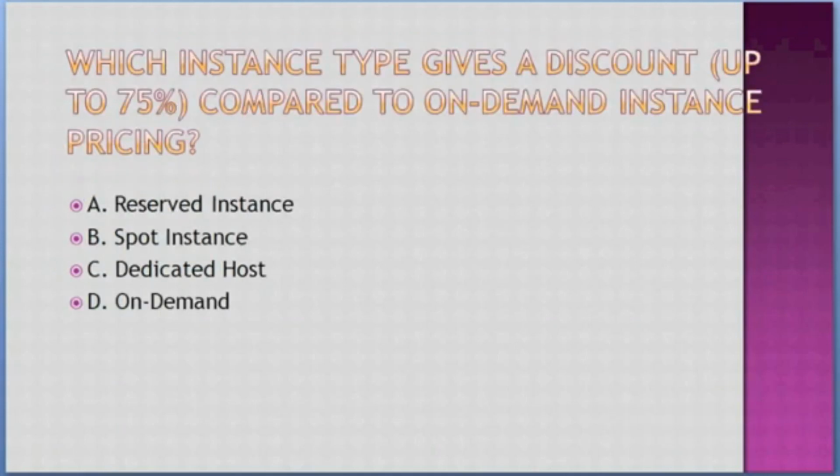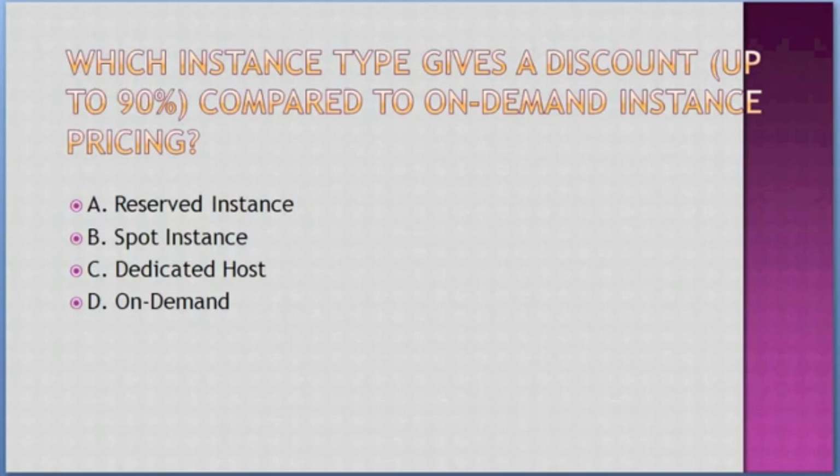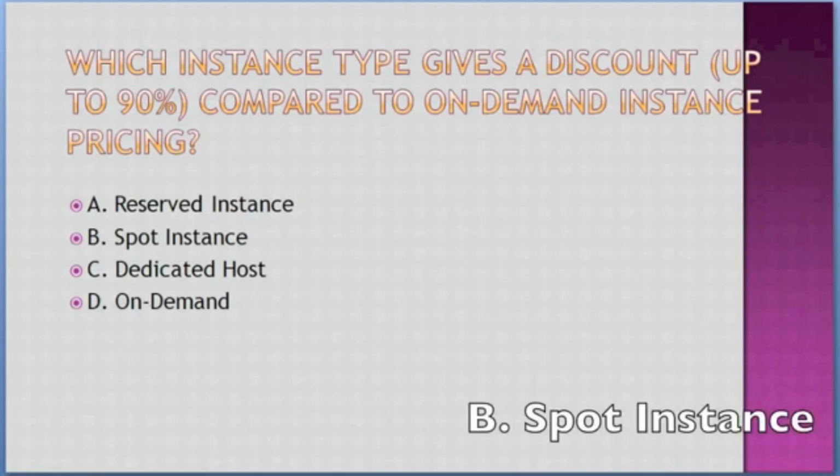Which instance type gives a discount up to 75% compared to on-demand instance pricing? A. Reserved instance. B. Spot instance. C. Dedicated host. D. On-demand. Answer A. Reserved instance. Which instance type gives a discount up to 90% compared to on-demand instance pricing? A. Reserved instance. B. Spot instance. C. Dedicated host. D. On-demand. Answer B. Spot instance.